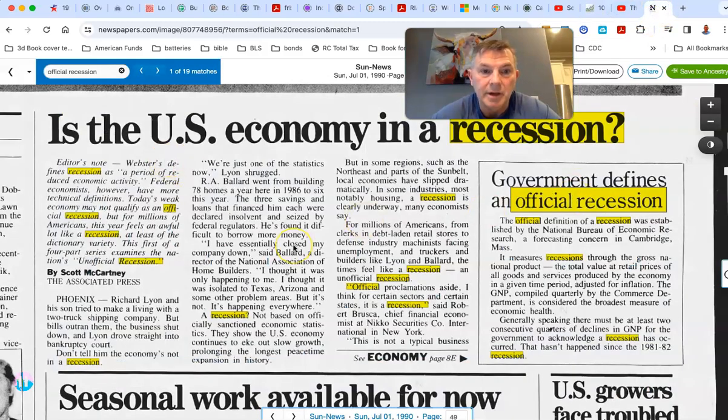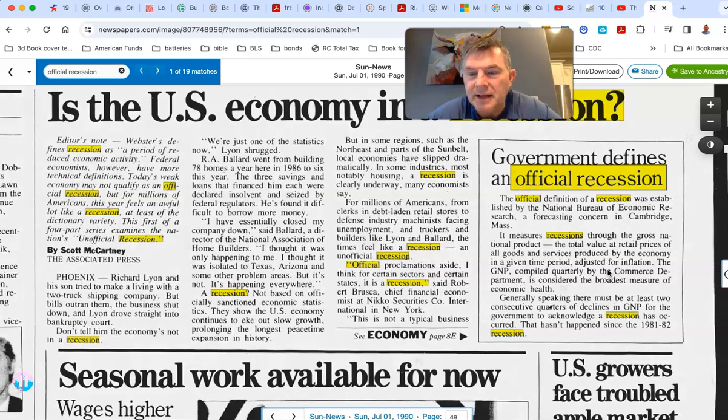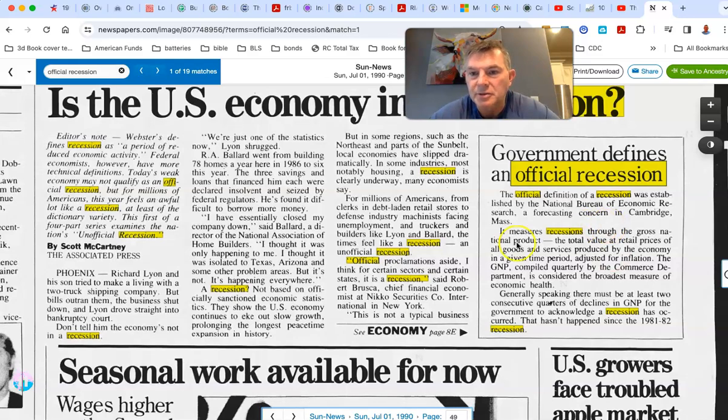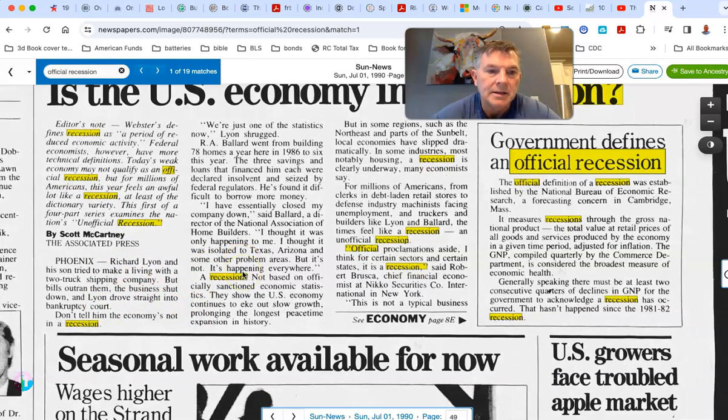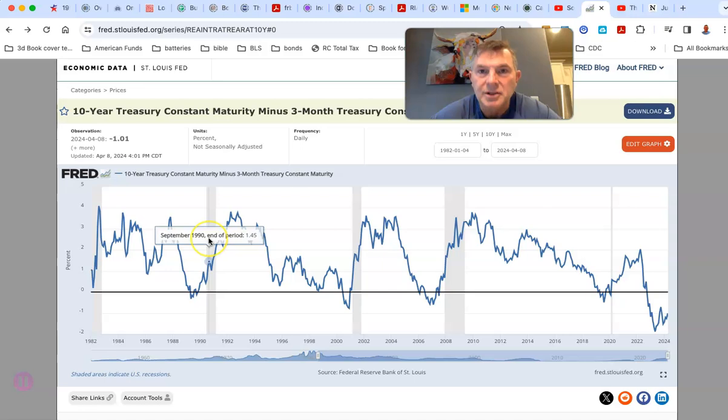It says to the government, are we in a recession? Oh. And right here, the official definition of recession was established by the NBER, measures recession, blah, blah, blah. But they hadn't announced it yet. Now this guy says, don't tell him, this Richard Lyon and his son tried to make a living with a 2-truck shipping operation. Don't tell him we're not in a recession. But it hadn't been defined yet. So just because Richard Lyon was in a recession doesn't mean the economy was. Turns out they were, but no one knew because the NBER didn't define it yet.